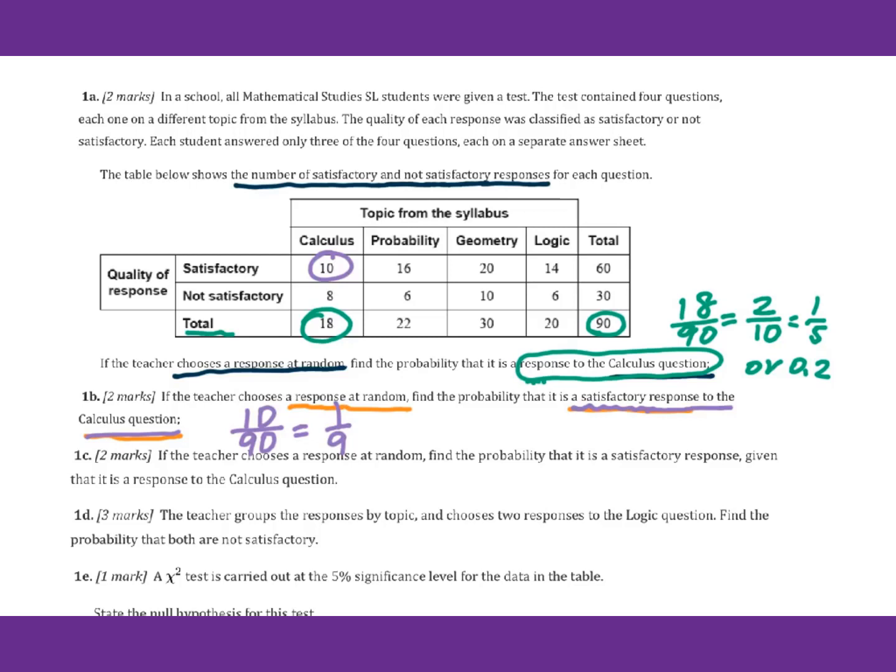For C, if the teacher chooses a response at random, find the probability that it's a satisfactory response, given that it's a response to the calculus question. Given that it's a response to a calculus question, which means we have 18 altogether. How many are satisfactory responses? 10. So we reduce, 5 over 9.